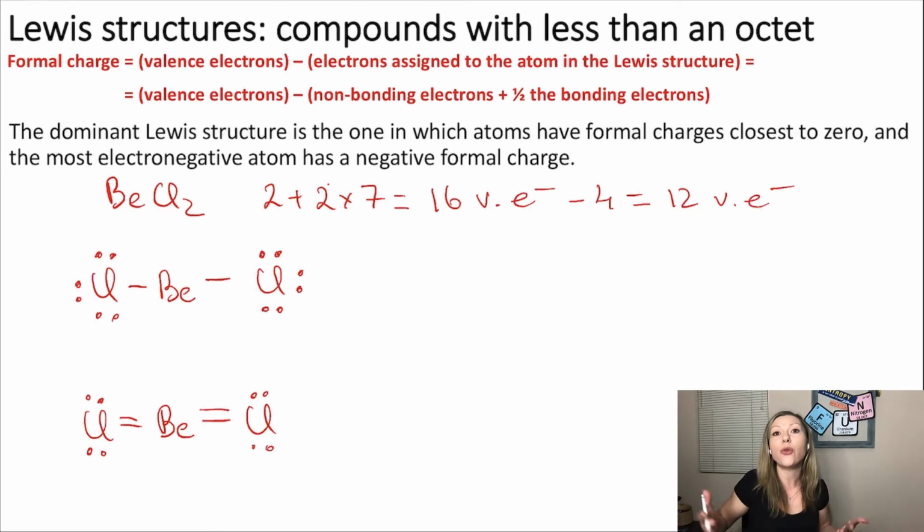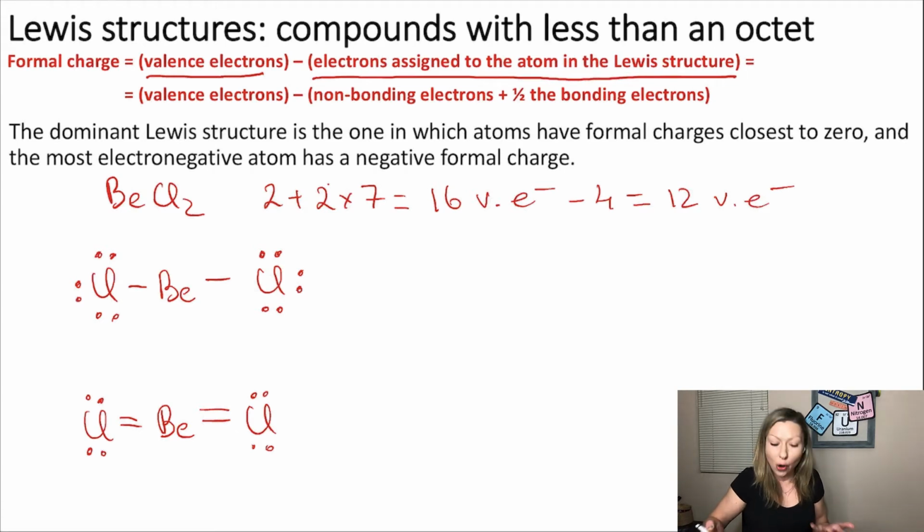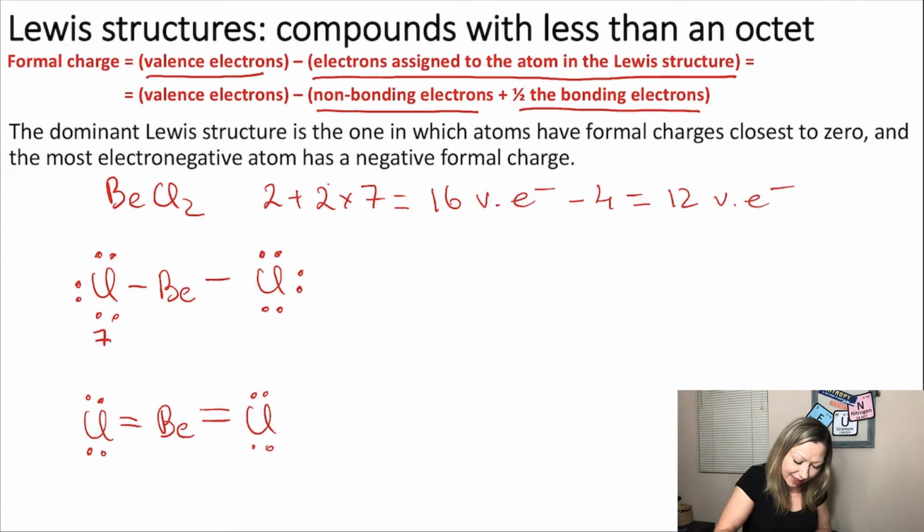Now, let's check the formal charges and see which one is more correct. We need to have the valence electrons and subtract from that the electrons assigned to the atom in the Lewis structure. So the sum of the non-bonding plus half of the bonding electrons, or as I like to call it, the sum of the sticks plus stones around the atom. Okay, so for chlorine, we know that we have 7 valence electrons minus, let's count the number of sticks and stones. So 1 stick, 1, 2, 3, 4, 5, 6 stones, which is again a 7 total. So we are going to have a formal charge of 0.